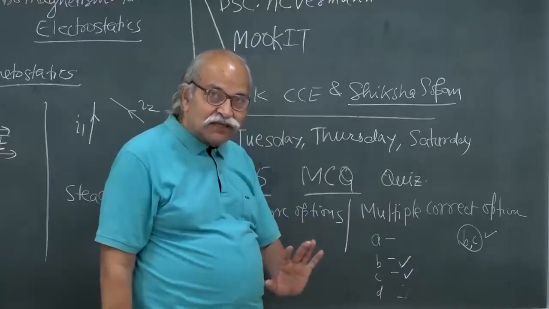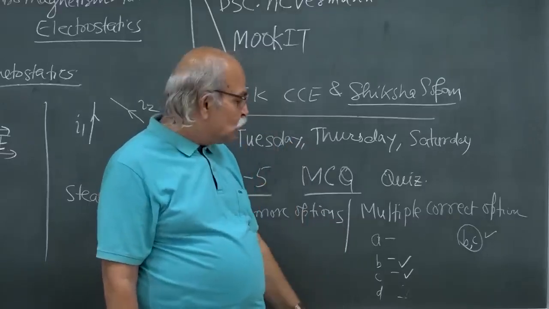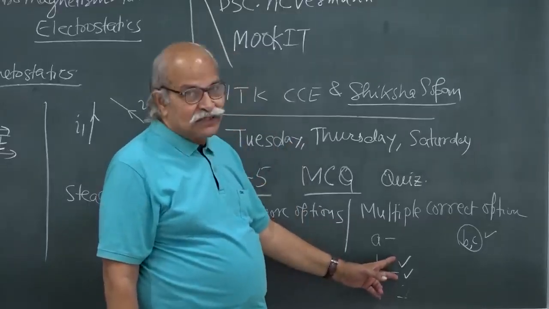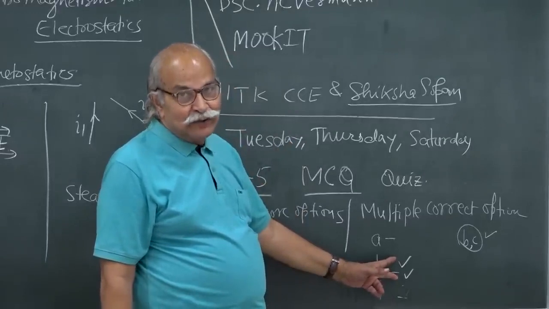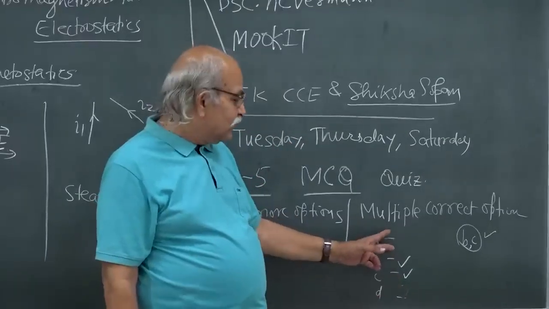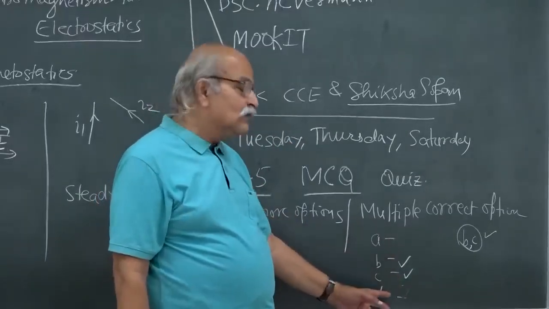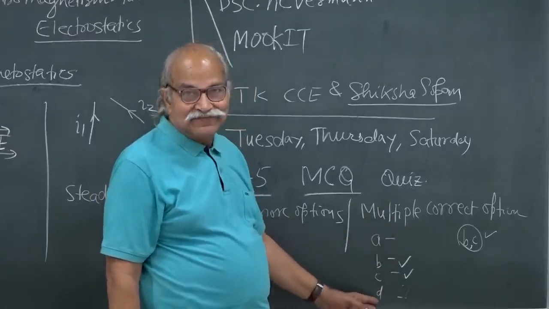There is no partial marking, you get 0. You might have chosen both the correct options, but still you can get 0 marks if you have chosen A also or D also, or both of them.